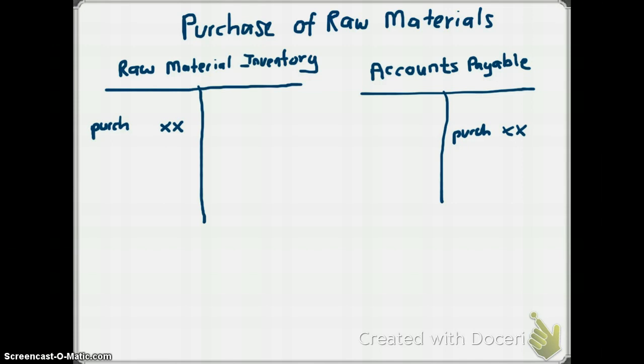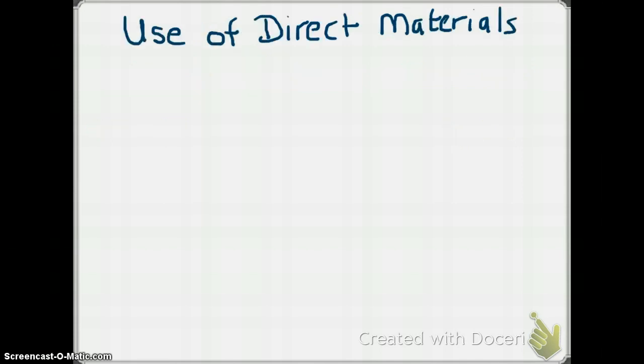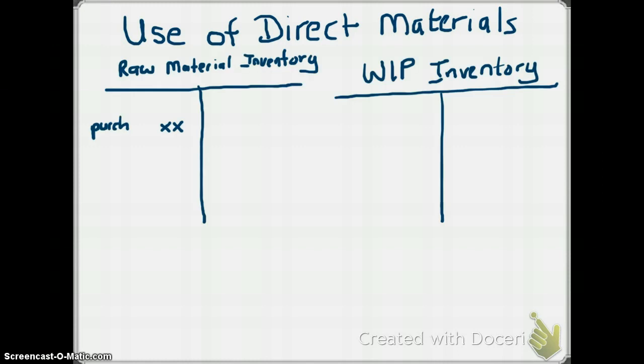Now next, let's take a look at what we would do when we use direct materials. In this case, the two accounts affected are raw material inventory and work in process inventory. Remember that direct materials are traced to the individual product. So whenever we use up direct materials, we take it out of our raw materials inventory and put it to our work in process inventory. So we debit work in process inventory for direct materials used, and we credit raw materials inventory for the same amount. Remember from accounting 1, your debits always have to equal your credits in a journal entry.